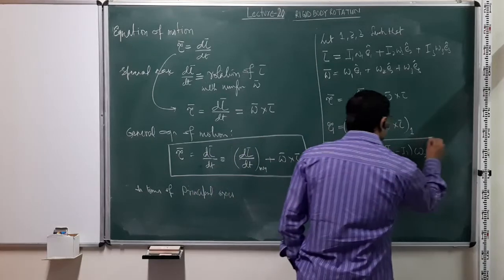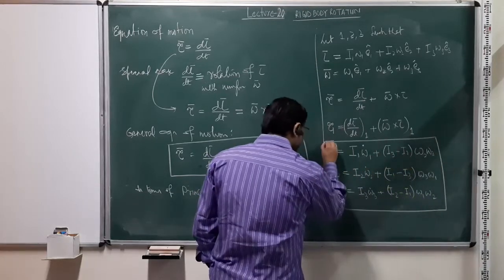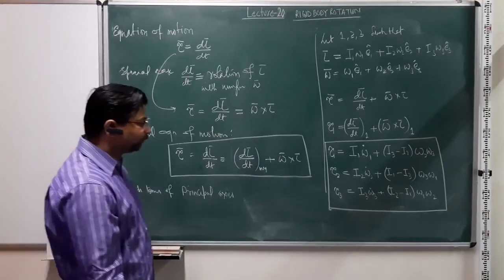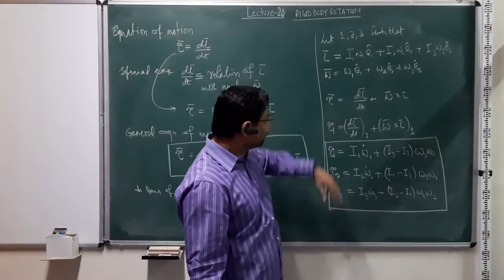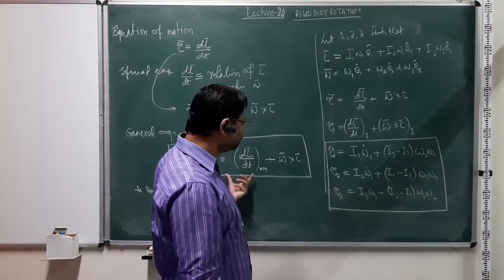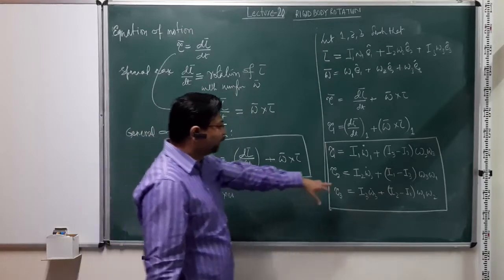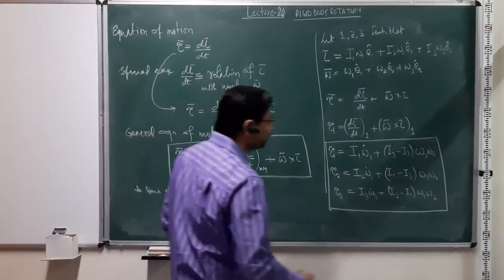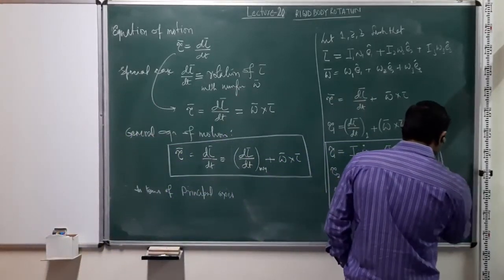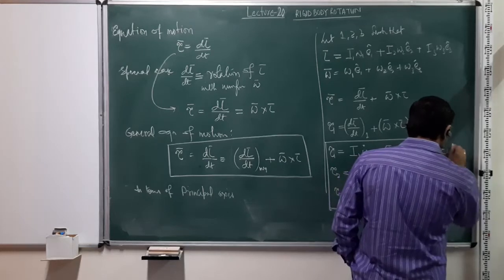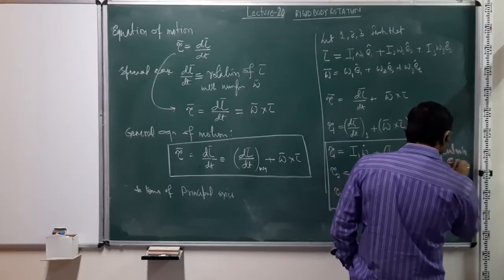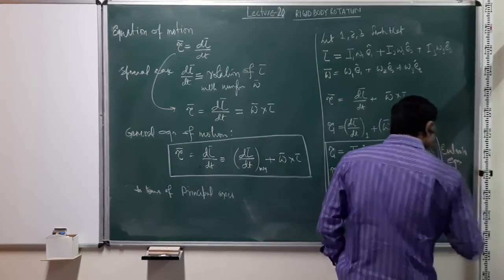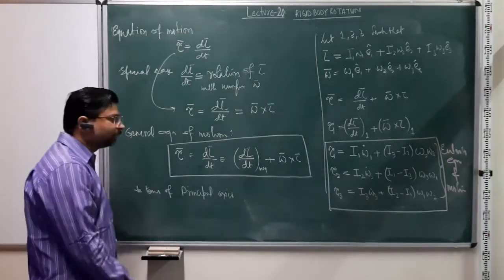So we can write down the general expression for components of torque along these three principal axes by using the general equation of motion as this, and these are termed as Euler's equations of motion. So these three are basically Euler's equations of motion for rotation, right?